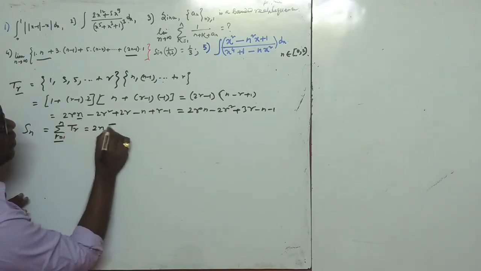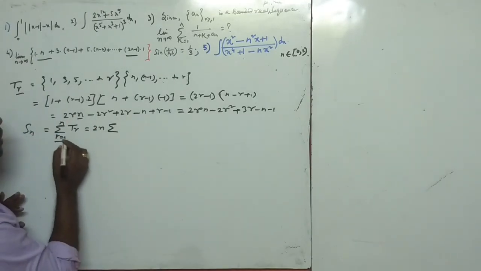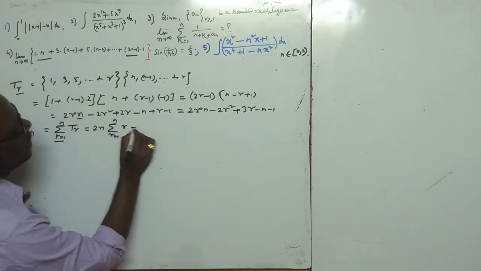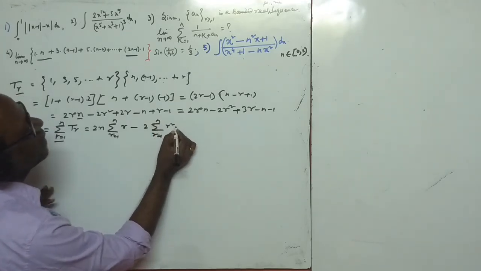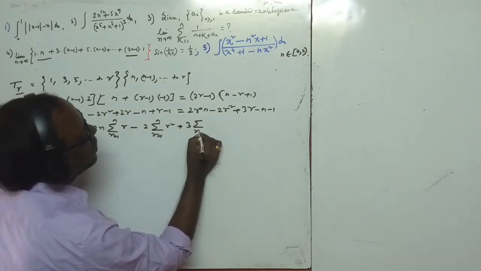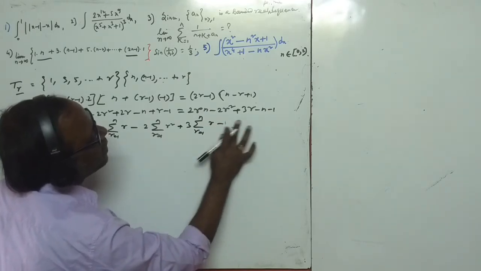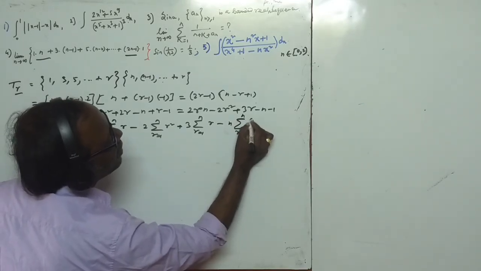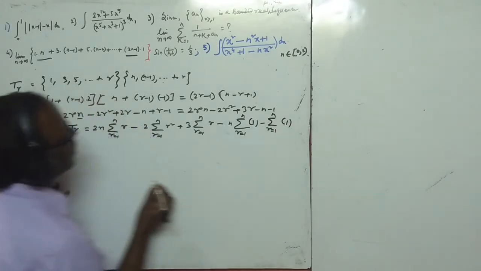So that was the problem of finding the sum of the series. Now this is the sum over r equal to 1 to n: 2 times the sum of r square, then 3 times the sum of r, where n is constant and r is the variable, and then minus n times the sum of 1 for r equal to 1 to n, and the last is the sum of 1.